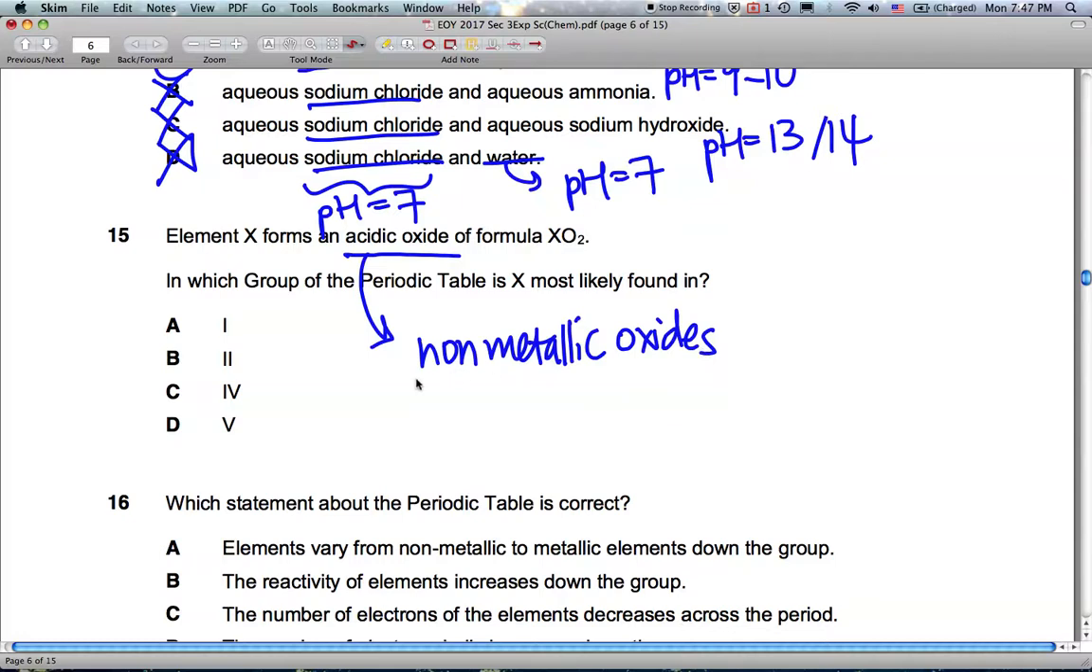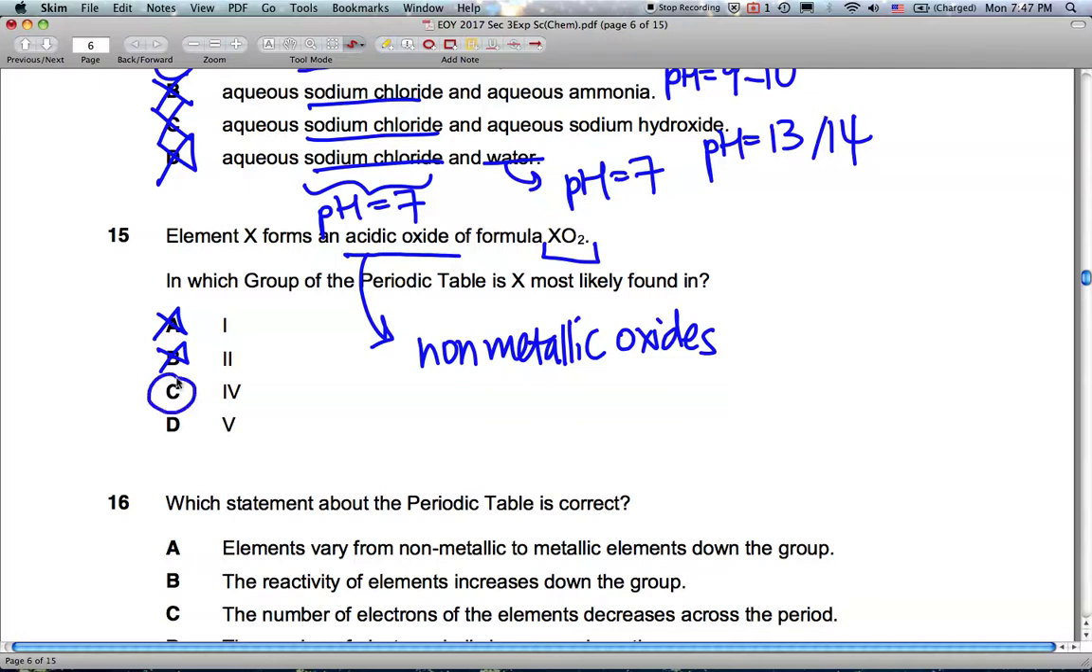Okay, they are non-metallic oxides. So non-metals is the first clue. So it is a non-metal, therefore options A and B are out because group 1 and group 2 refer to metals. Next clue, look at this formula here. If it's XO2, XO2 tells us that we have 2 oxygens bonded to the element X. So in this case, the most appropriate answer would be C, right?